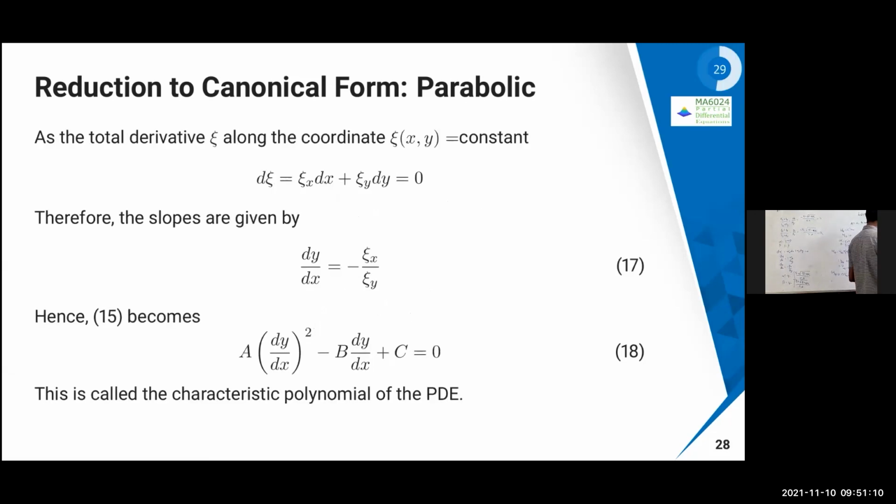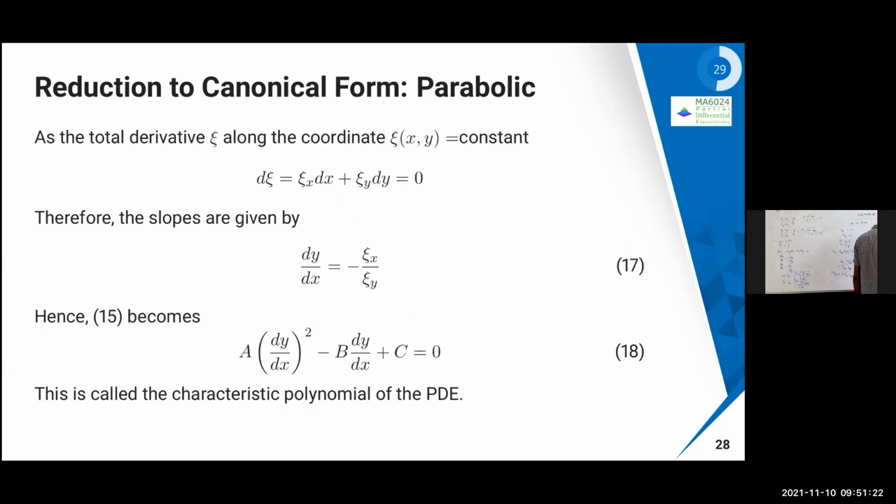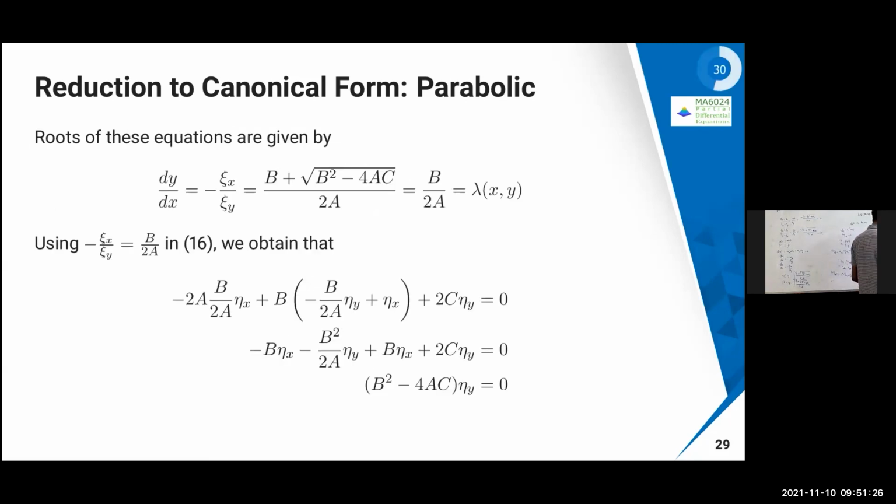In this case, once again, I'm going to take t chi equal to 0. Then you will get dy by dx equal to minus chi x by chi y. And then this equation becomes the characteristic ODE, a into (dy/dx) square minus b dy/dx, almost similar to what we had in the hyperbolic case.